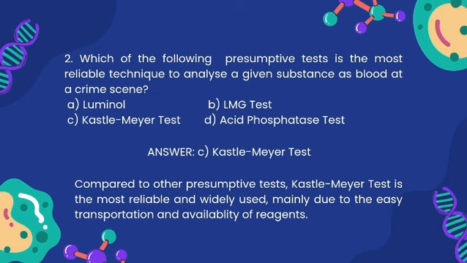The answer is Castle-Meyer test, which is also known as phenolphthalein test, because when compared to other presumptive tests, the Castle-Meyer test is the most reliable, mainly due to the easy availability of the reagents and the easy transportation of the same reagents, so that we can test whether a substance is blood at a crime scene itself instead of transporting the substance to forensic labs and having to test it.